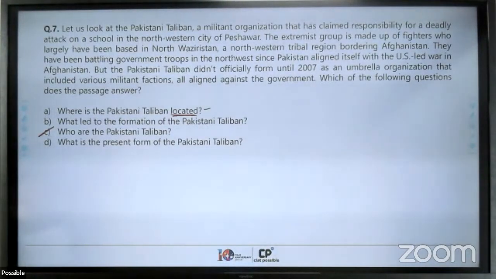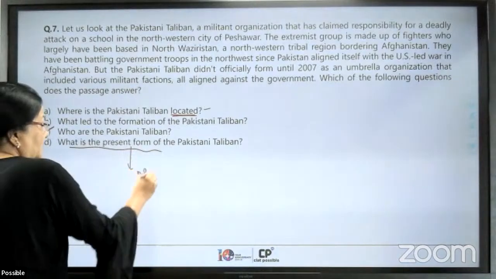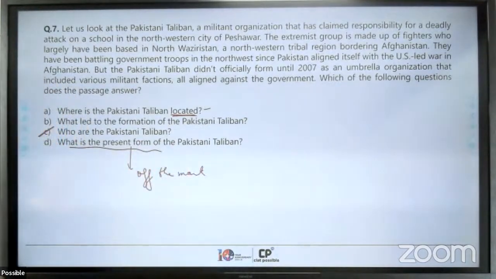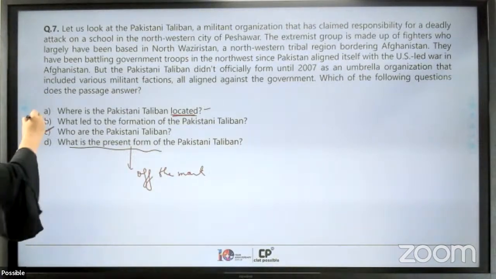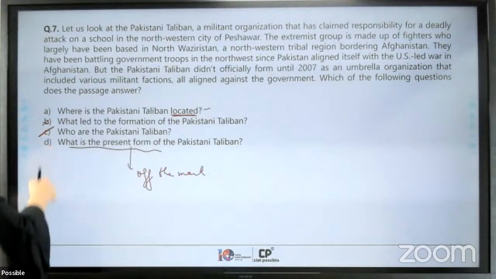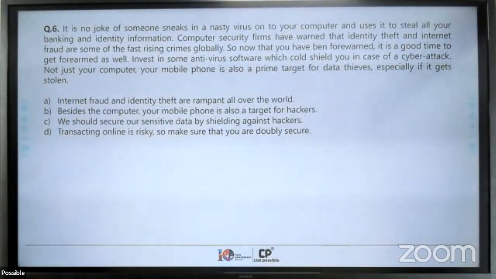And look at my D. So what is the present form? This is present, we don't. Off the mark. ये सबसे खराब तो off the mark था, ये तो गया बेटे. What led to the formation of Pakistani Taliban? The reason for the formation is beyond. We don't know. The reason is not even given. So this goes. The fight was between A and C, and if you fought well, then C should be your answer. Great. If you got this right, wow. You're given a title also. So you're learning the title also.